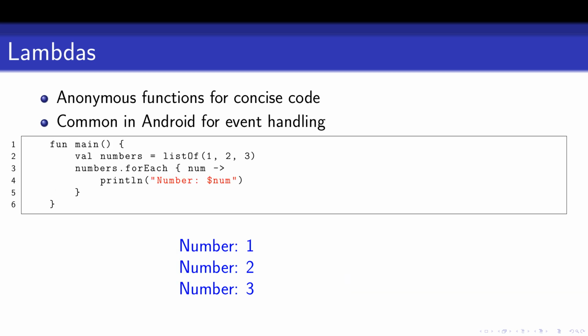Lambdas are anonymous functions that make code concise, especially for event handling in Android. The example iterates over a list of numbers, printing each one, demonstrating how lambdas streamline tasks like responding to button clicks or processing data in apps.